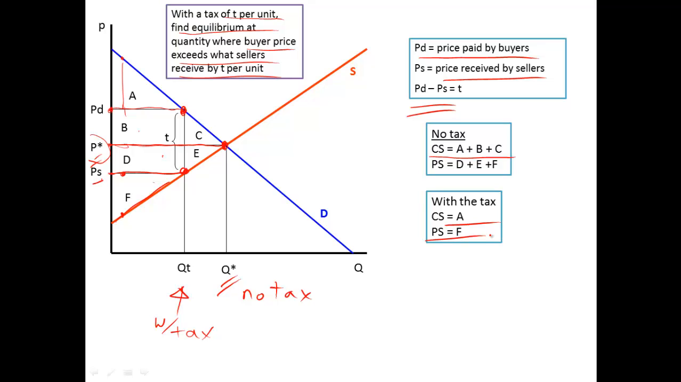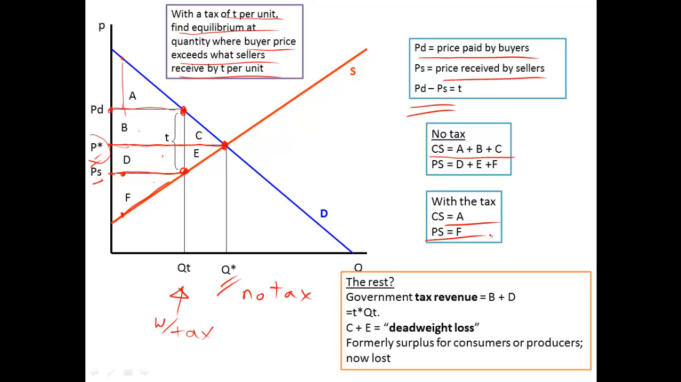Well, that leaves a few regions unaccounted for, so let's figure out what's going on here. So what about the rest? Well, one part of the rest is tax revenue. So think about tax revenue. In the presence of the tax, QT units are traded, and there's a tax of T per unit. So QT times T is tax revenue. That also corresponds to regions B plus D. That then leaves regions C and E unaccounted for.